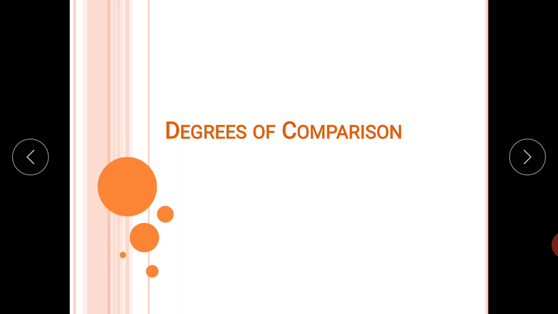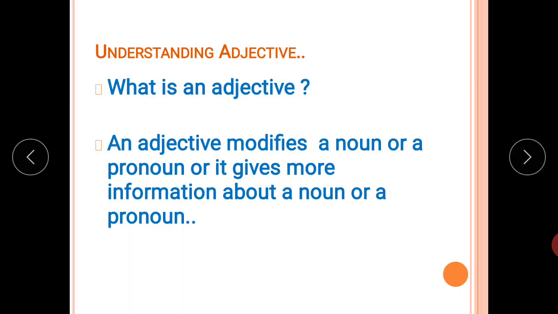Degrees of comparison. There are the positive degree, the comparative degree, and the superlative degree. To understand degrees of comparison, first of all, we need to know what is an adjective.